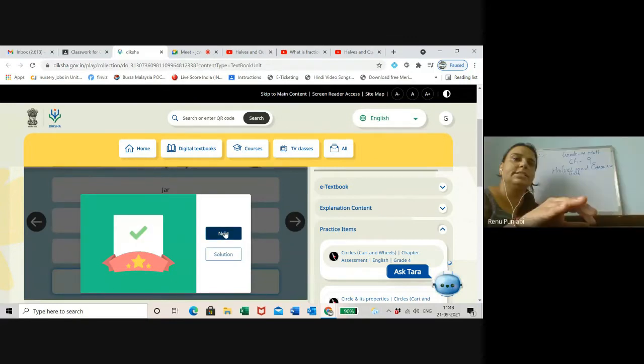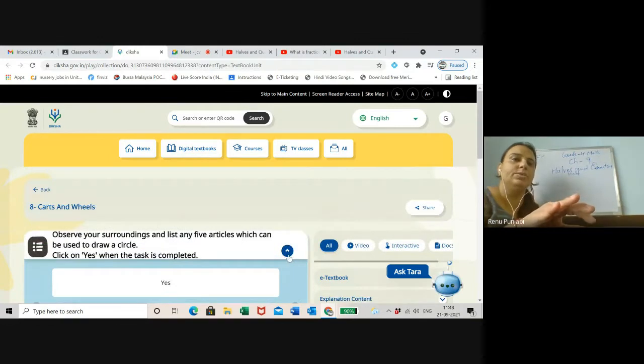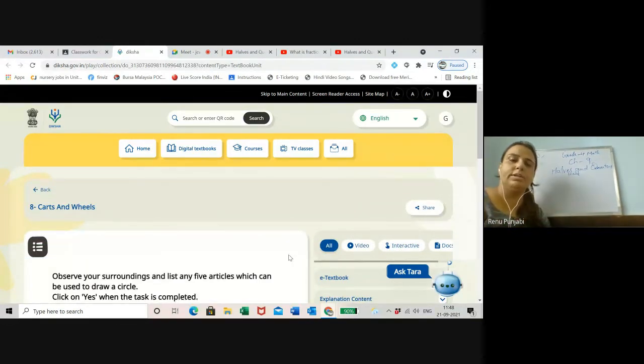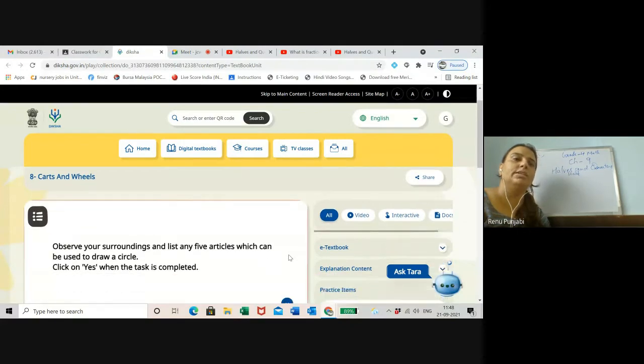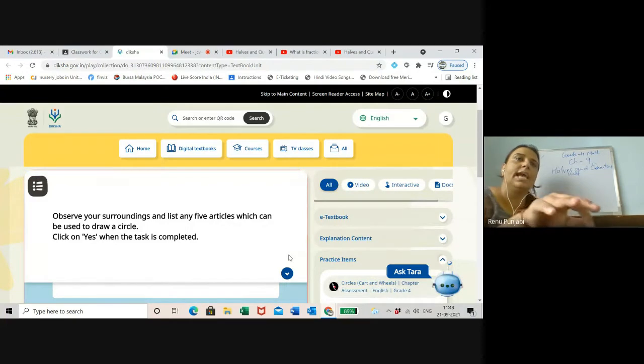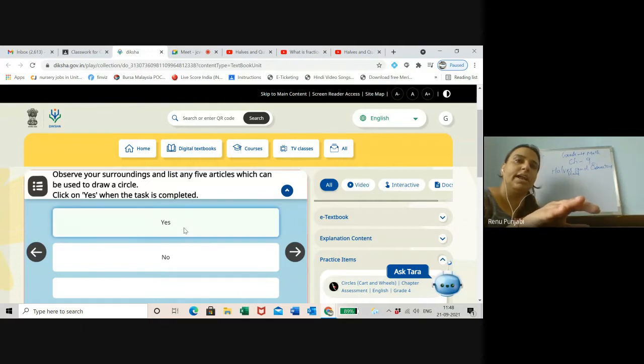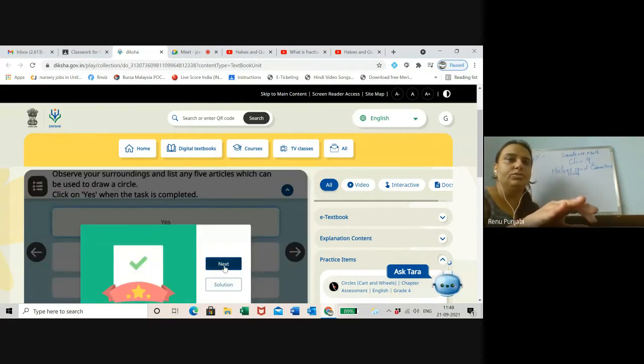Go to the next question. This question you have to do practically. Observe your surroundings and list any 5 items which can be used to draw a circle. We have already done this, like bangle, coin, bottle cap. Yes, ma'am, we have collected them. So you can write that yes, we have done this activity. Go to the next button.